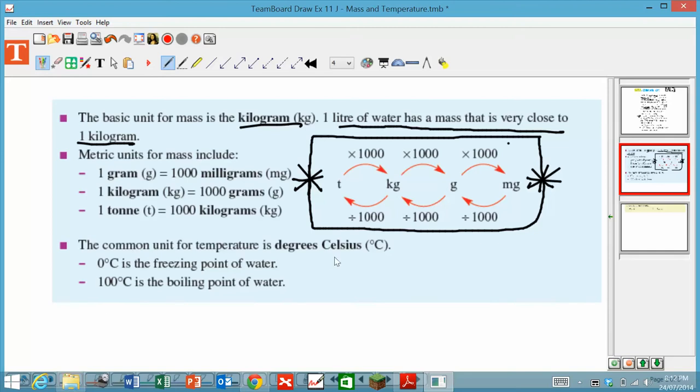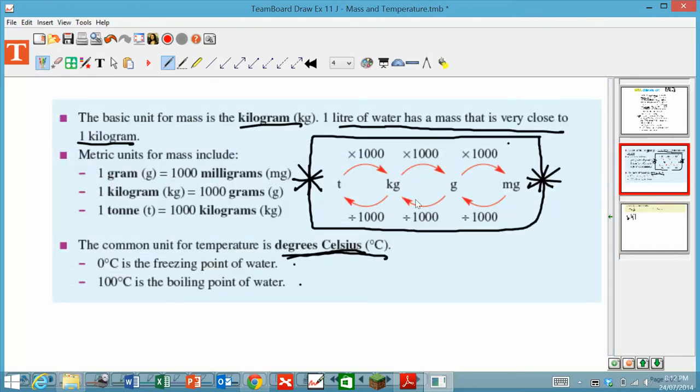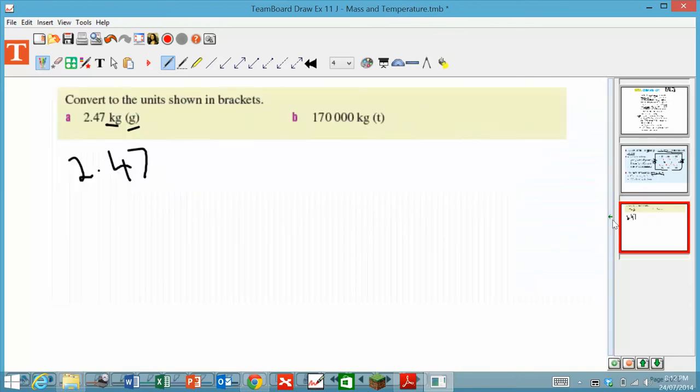The common unit for temperature is degrees Celsius. Yes, Fahrenheit is also used, but this is the most common one. And as we said, 0 degrees is freezing point, 100 degrees Celsius is boiling point. A couple of quick examples, and this is the conversion. Convert to the units shown in brackets. We're going to go from kilograms to grams. So we've got 2.47 kilograms. We look at our conversion table. We want to go to, I've forgotten already, grams.